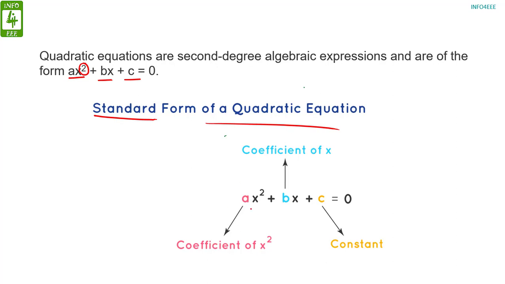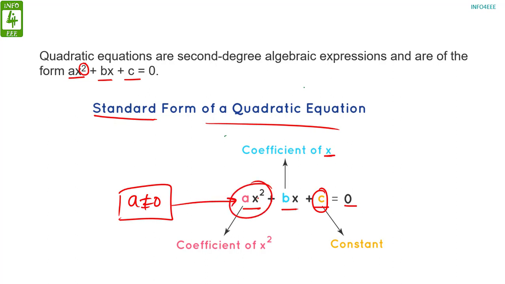In the standard form, we have ax square plus bx plus c equal to 0, where a is the coefficient of x square, b is the coefficient of x, and c is your constant value. Here a cannot be 0, because if a is 0, this whole term will become 0, and this will no more be a quadratic equation.